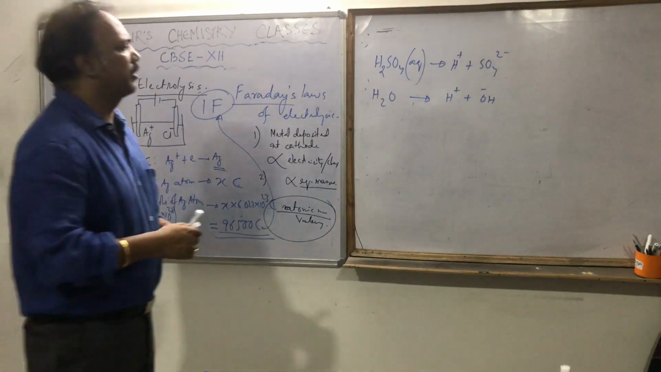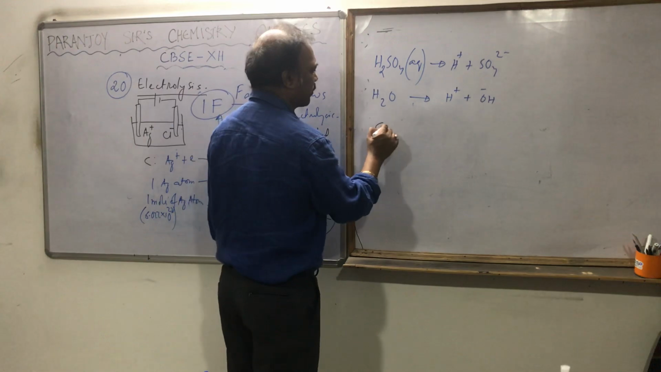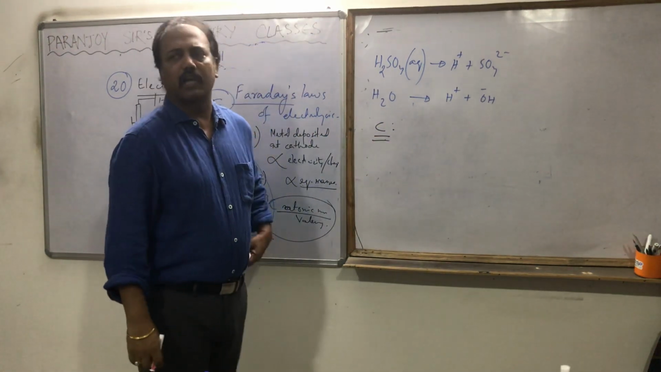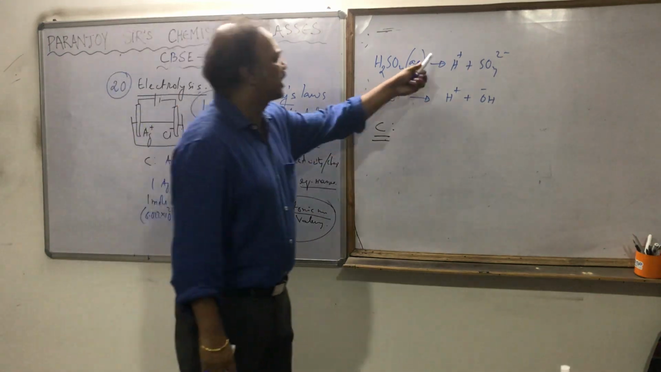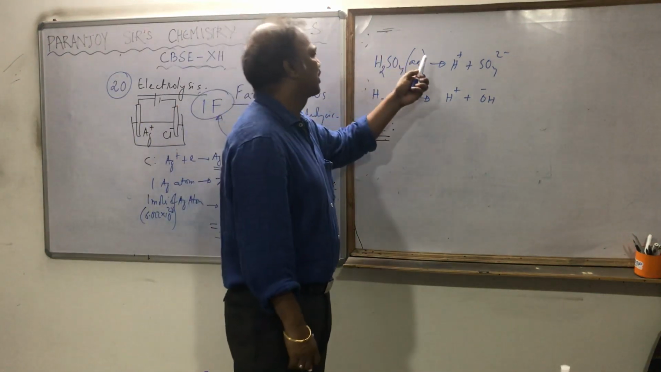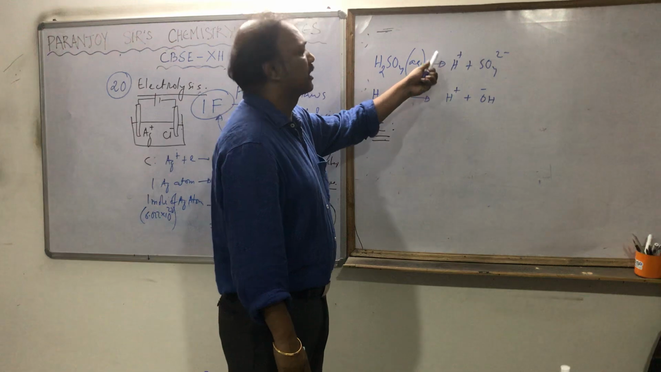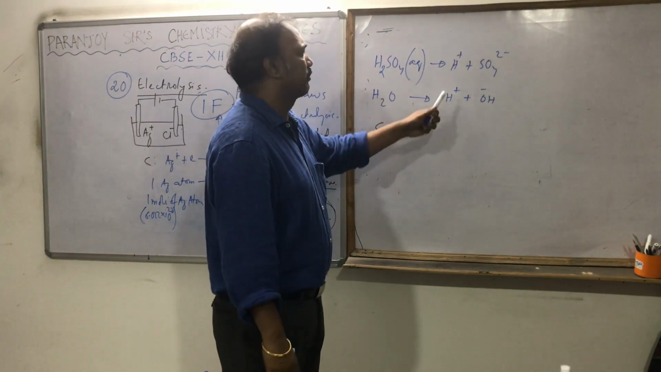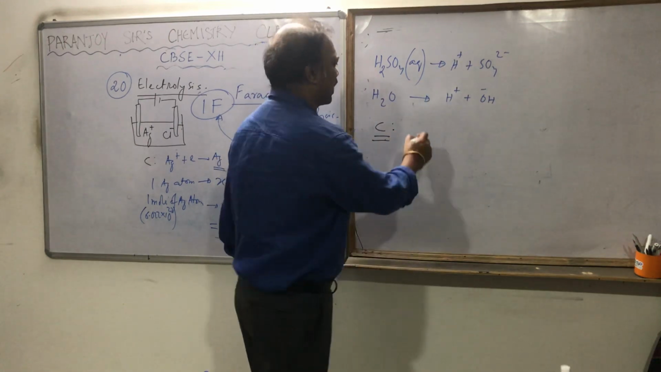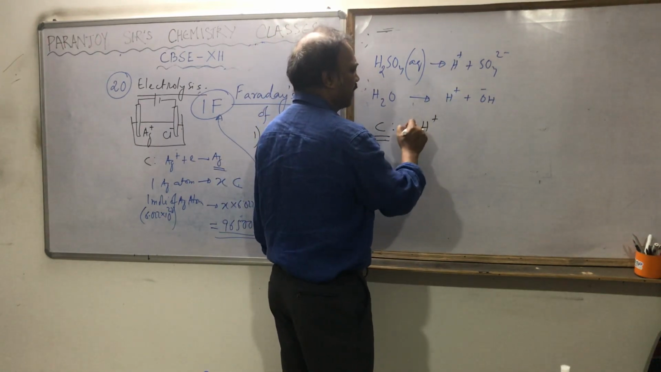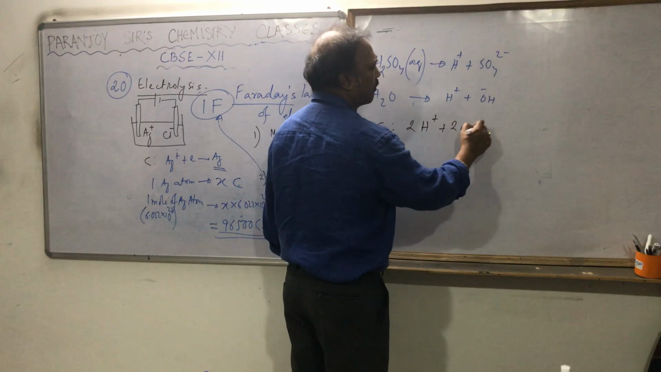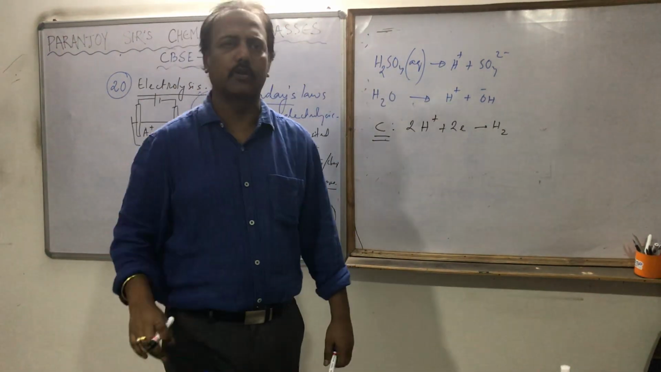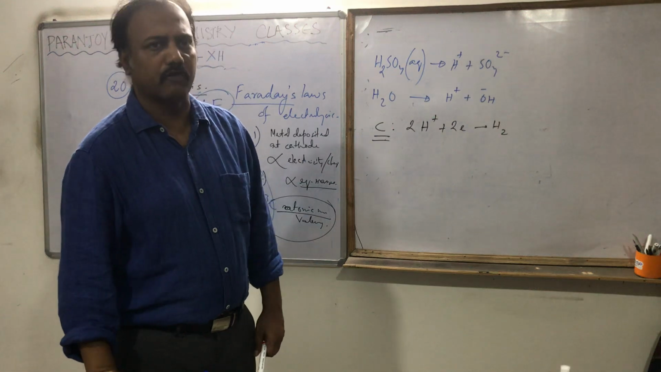Now what are the possible reactions at the cathode? Reduction is taking place, and in the aqueous solution case, the only possibility is that H positive will accept the electron and become H2. There is no other alternative. Hydrogen gas will be produced over here.